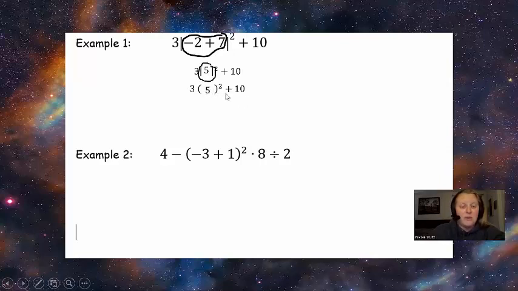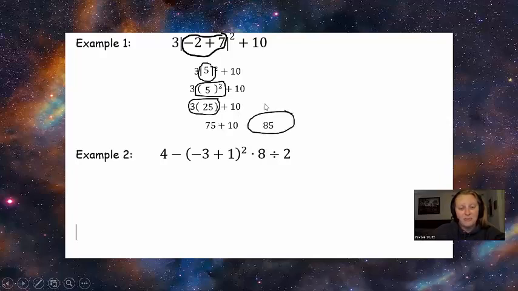There's nothing else to do inside the parentheses, so I move on to exponents. 5 to the second power is 25. And then I copy everything else. Again, I still need these parentheses because there's nothing to separate the 25 from the 3. Multiplication comes before addition, so we're going to circle 3 times 25, and that's 75. And then we add our 10, and we get 85.